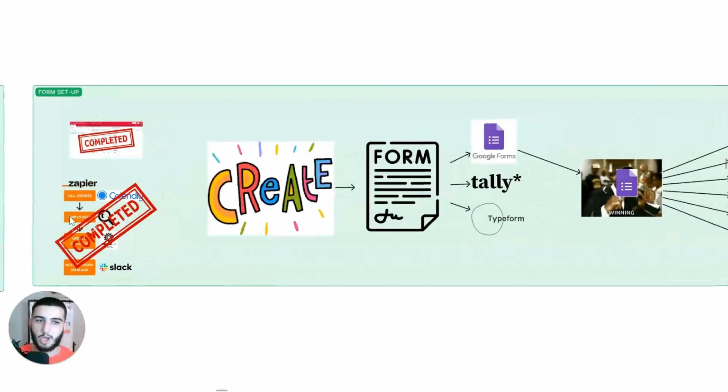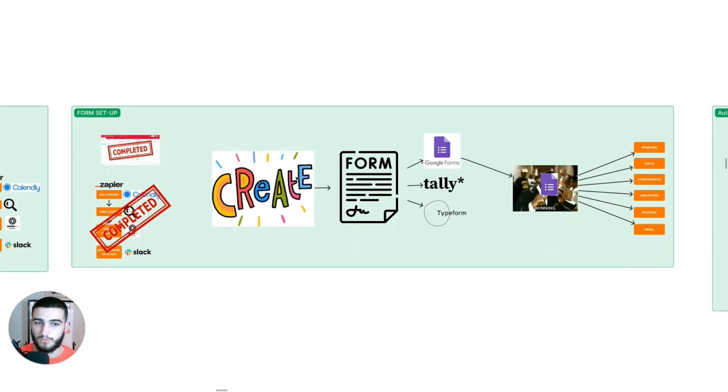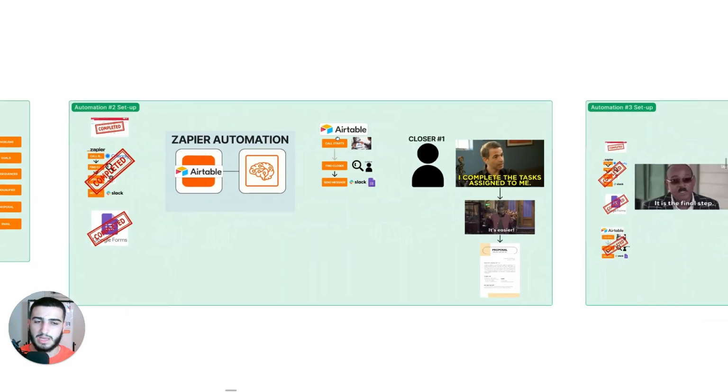Then we went ahead and set up our form. This is the form that the closer would fill in straight after the sales call to update the database and have the relevant information if a proposal was required. And then we set up an internal automation within Airtable that, whenever the call starts, would find the closer and send them a message on Slack with a link to the form, reminding them that they actually need to complete the form.